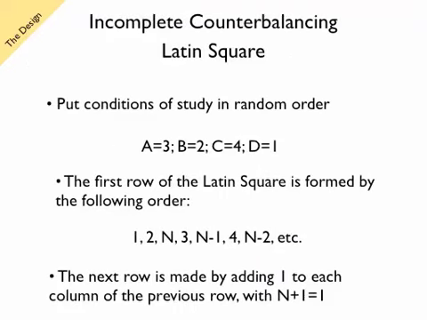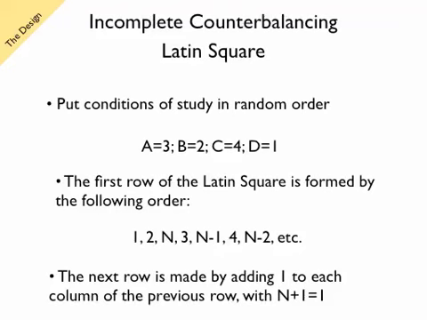Incomplete counterbalancing, second example, is the Latin square. And the hardest part of the Latin square is when you put the conditions of the study in a random order. So if your treatments are A, B, C, and D, you have 4 different treatments. That really is the hardest part. You can do this with a random numbers table. I've done it here for A is 3, B is 2, C is 4, and D is 1.